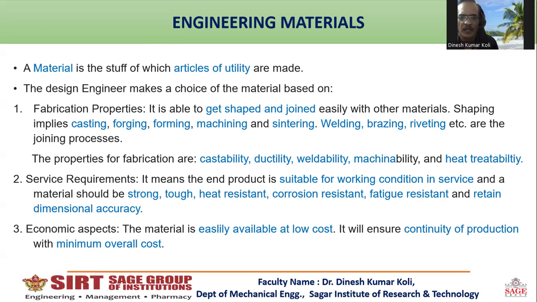We are using the pen, the duster, the book, the copy, and different types of articles, components or systems. They are all made of some material. So when going to design, a design engineer makes a choice of material based on the properties required for fabrication. Some articles of utility are made from this material.